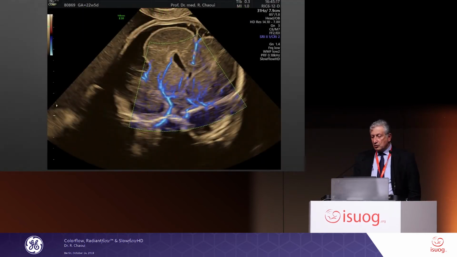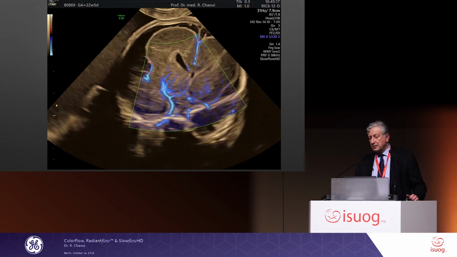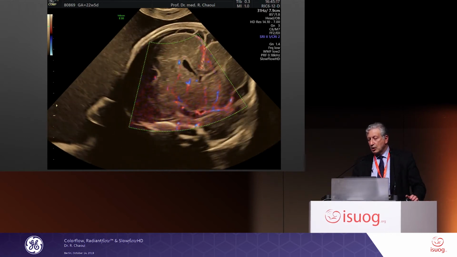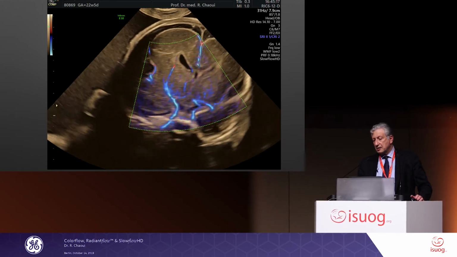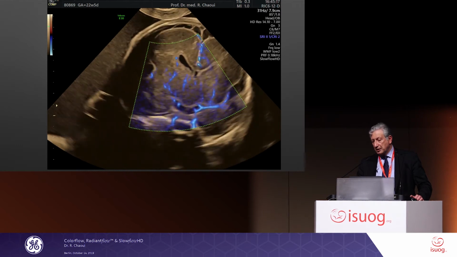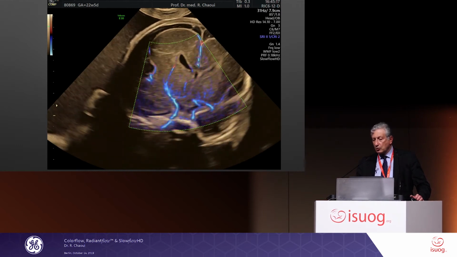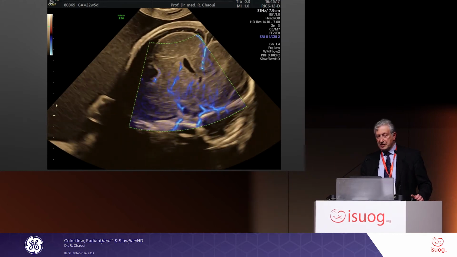And sometimes you need to look at more details in this view. I use this view especially to focus not only on the thalamostriate arteries, but also within this rhombus here you will find the optic chiasm. This is a good location to look at, and you can see if the vessels here are normal or abnormal, if they are symmetrical or not.